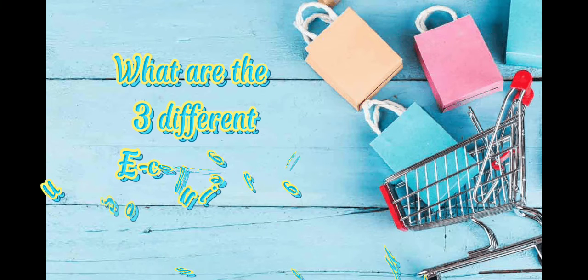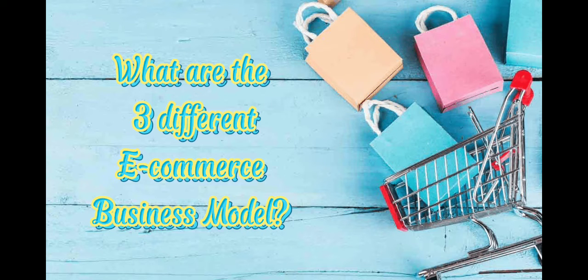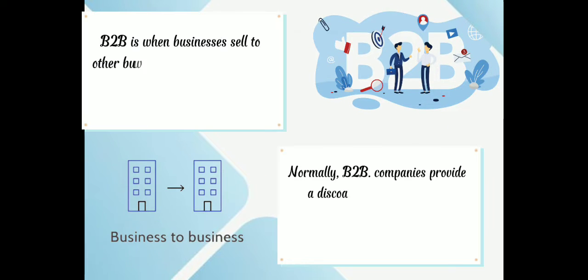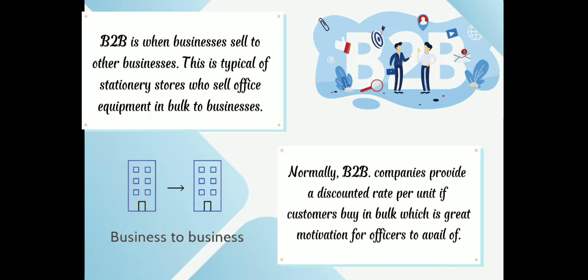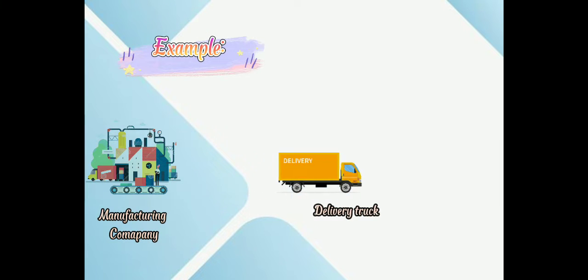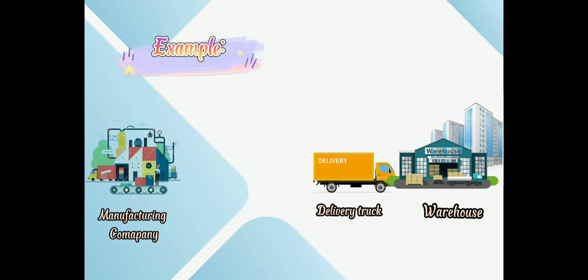Number 4. What are the 3 different e-commerce business models? Business to business. B2B is when businesses sell to other businesses. This is typical of stationery stores who sell office equipment in bulk to businesses. Normally, B2B companies provide a discounted rate per unit if customers buy in bulk, which is great motivation for offices to avail of. Example, when a manufacturing company supplies product to the warehouse of a specific company.